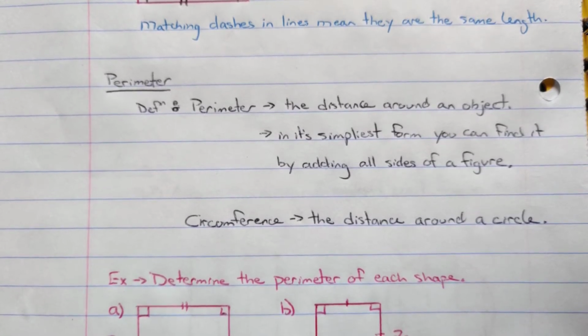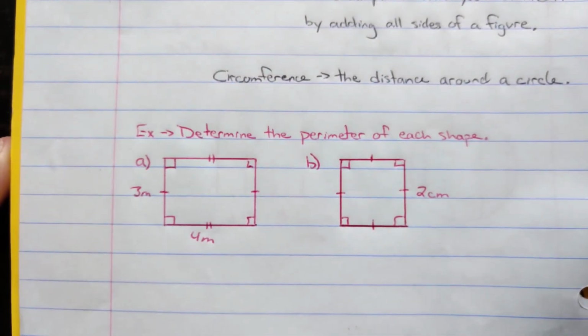And then the circle, being a special type of shape, has a perimeter which is called a circumference. So we use the term circumference when talking about the perimeter of a circle. Some examples. We wanted to determine the perimeter of each shape here.